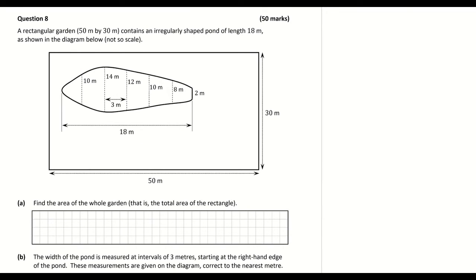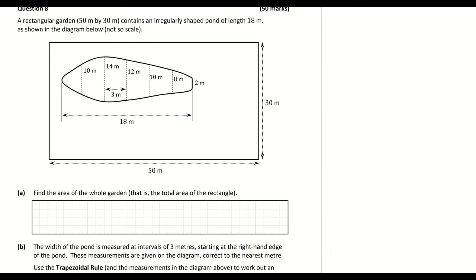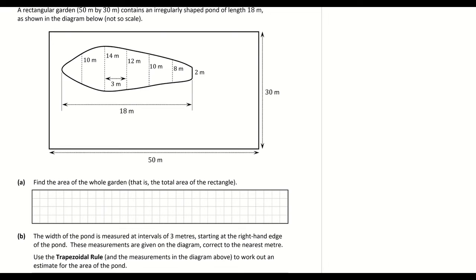So question 8, a rectangular garden 50 meters by 30 meters contains an irregularly shaped pond of length 18 meters, as shown. Part A, find the area of the whole garden, that is the total area of the rectangle. So the formula for the area of a rectangle is given by length by width. So that's going to be length 50 meters multiplied by 30 meters. So my area of the garden is 1,500 meters squared.